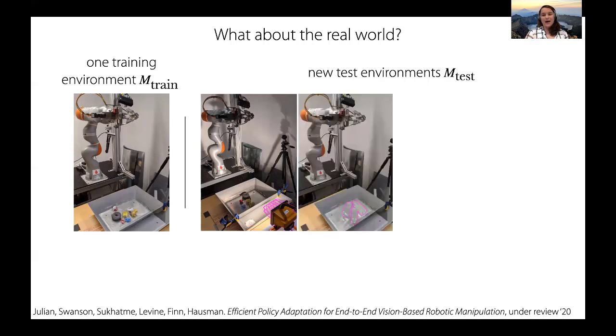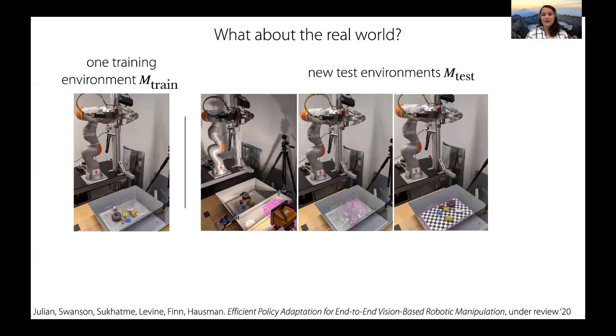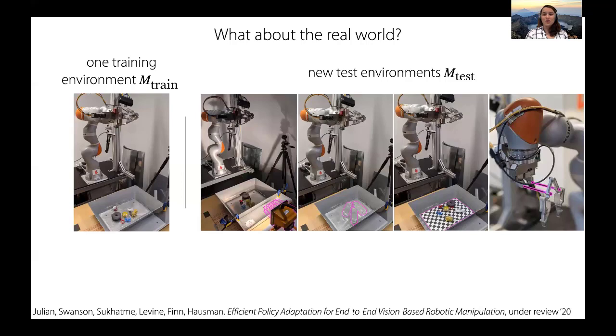We will consider objects that are transparent, that are very difficult to see. We'll look at a checkerboard background, and we'll also change the morphology of the robot substantially. Now, the initial system achieves a grasp success of 86%. This is using a state-of-the-art reinforcement learning algorithm, QT-opt. And when applying this policy to these new test environments, performance drops substantially to the 30 to 50% range.